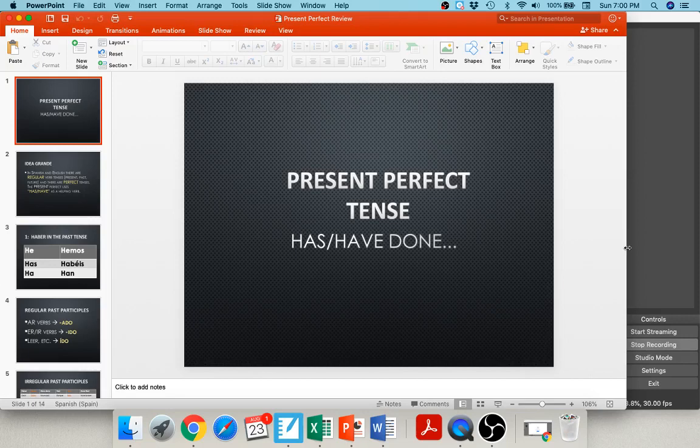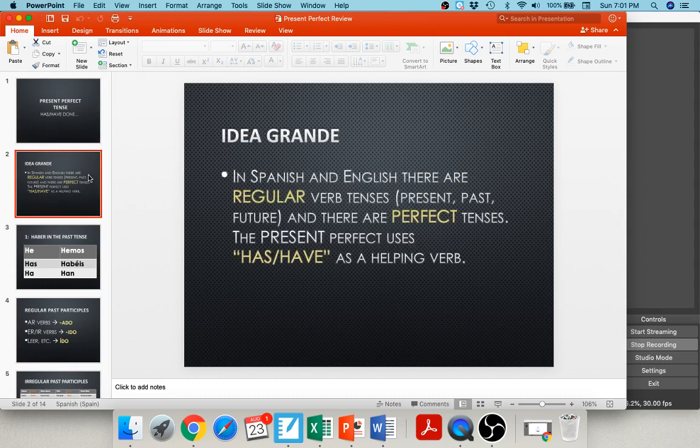I wanted to take a moment just to talk about the present perfect tense in Spanish. In English, we translate this present perfect as has or have done. So, I have eaten, he or she has gone, and so on and so forth. And obviously, in Spanish, we have all these regular tenses.